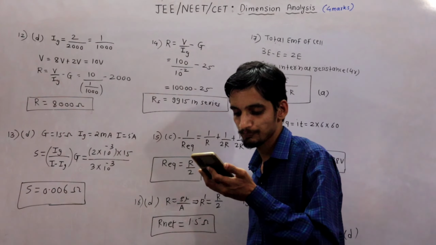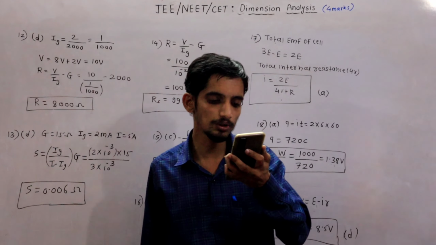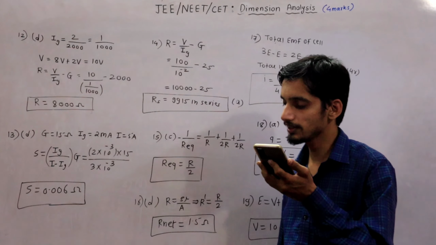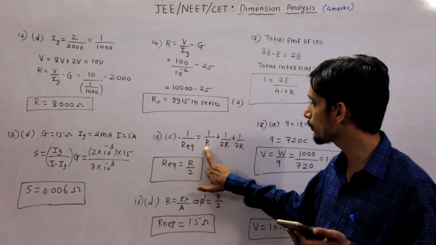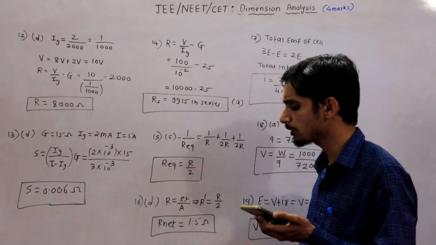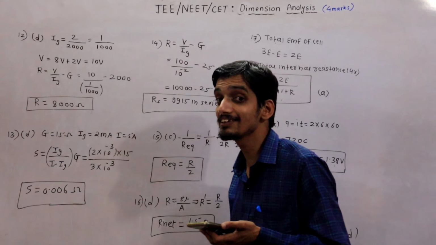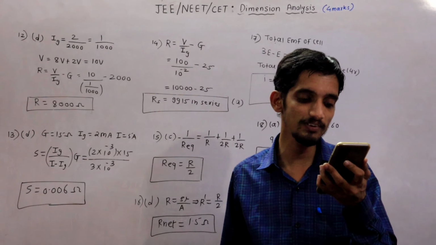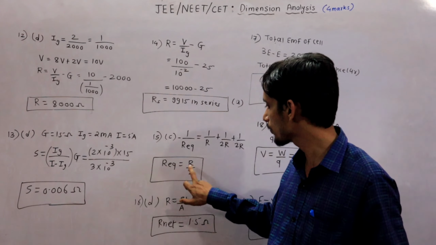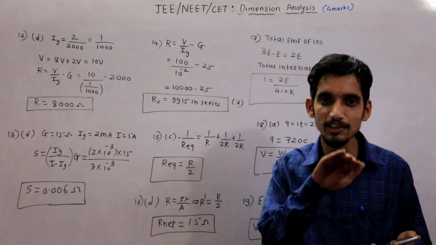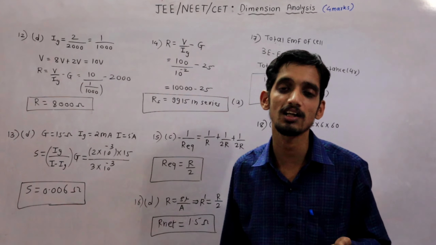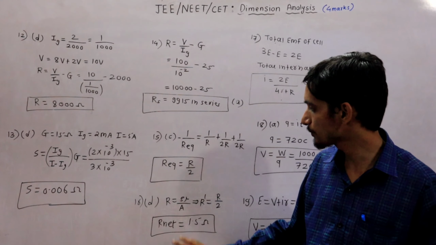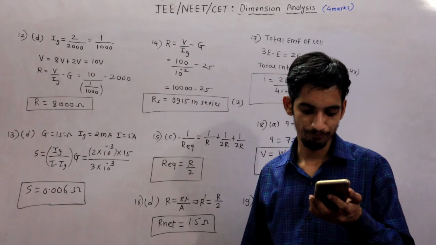Now question number 15. In the circuit shown below, the total resistance between A and B is. So if you observe that particular circuit carefully, then you find that 1 upon R equivalent is equal to 1 upon R plus 1 upon 2R plus 1 upon 2R. It means these three resistances are in parallel. If you try to observe this, then R, 2R and 2R are always connected in parallel. That's why overall resistance is equal to R by 2. So that arrangement is different, but those three resistances are in parallel combination. In parallel means end-to-end connection. That's why answer is R by 2, option C.